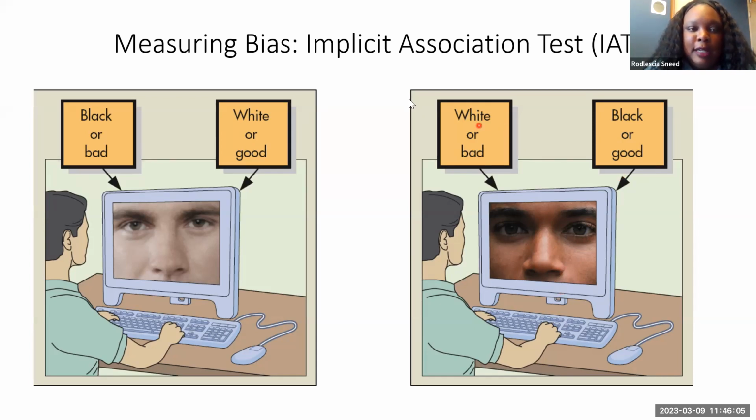And what we find is that people have different reaction times to these two different tests. So a person with a pro-white bias, for example, has a lot more trouble with this task on the right than they do the task on the left. It's easier for them to assign black as bad and white as good. And you'd see the opposite in a person who had a pro-black bias. And so essentially what the researchers do is measuring the reaction time, how long it takes people to tap the keyboard in response to the different types of images and words.